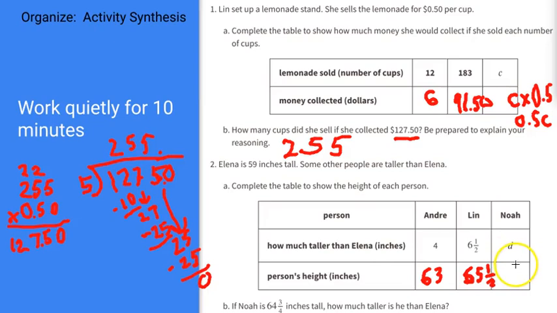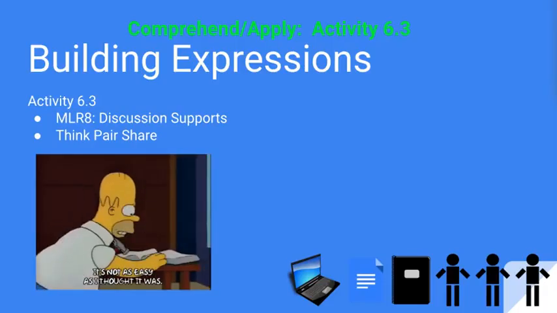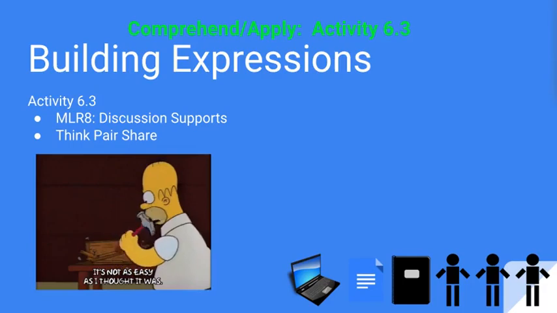What about here? Yeah, we don't know how many inches Noah is taller, but we do know that we have to take that 59 and add D to it. Remember that when you're talking about these with a variable, if there's no sign, that means to multiply. Otherwise, you have to write the sign.